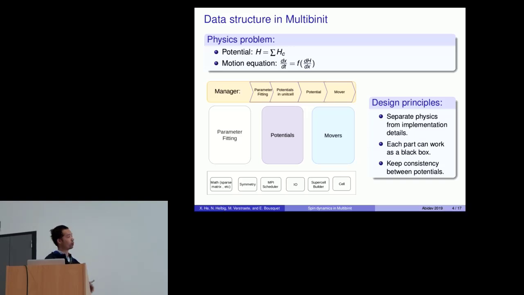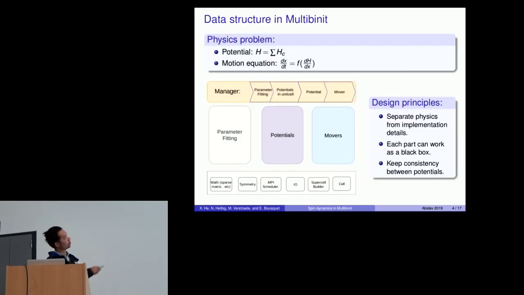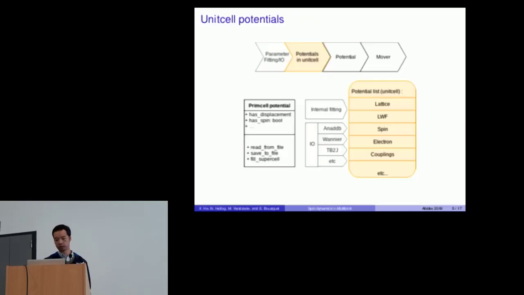And what we want to do is keep the consistency between the potentials. For example, if we go to a very large supercell, the interactions and the spins should still know what their corresponding lattice atoms are. So I will talk in detail about the physics layer here, about the potentials and the movers.